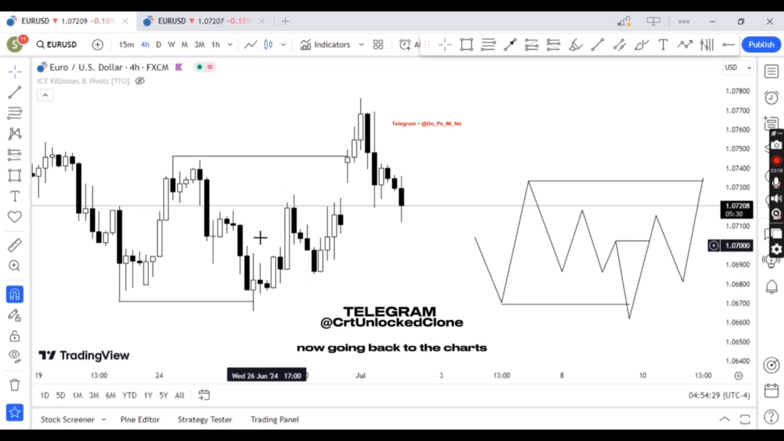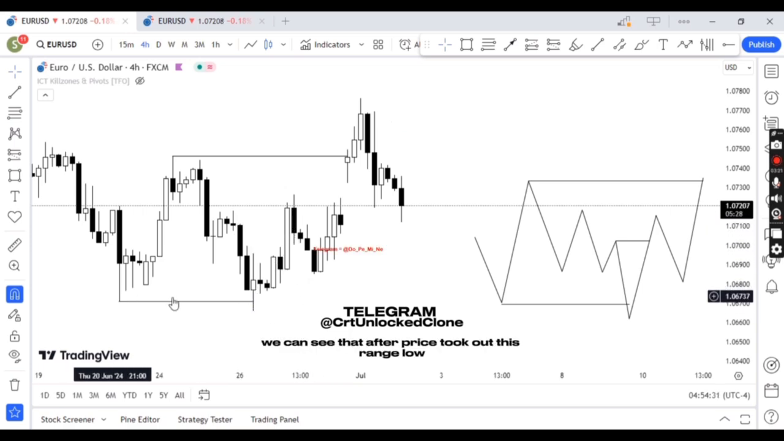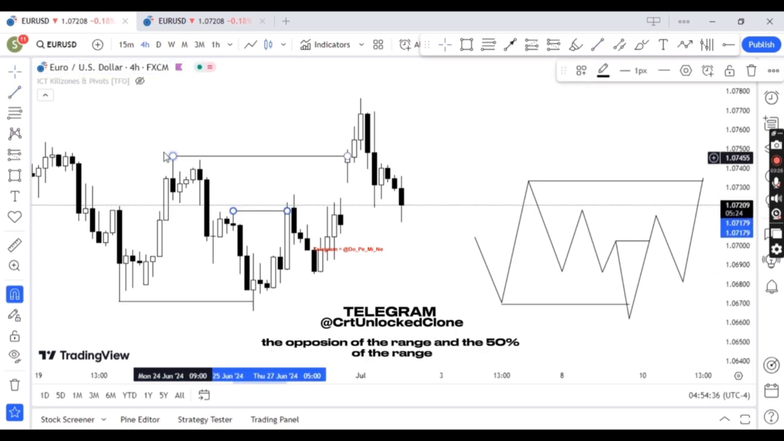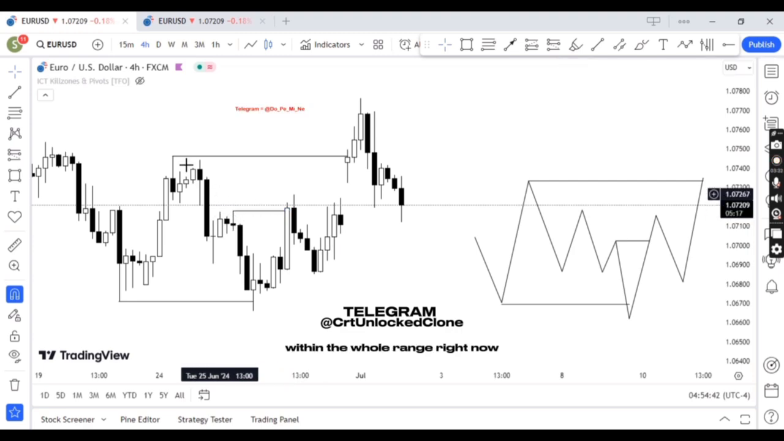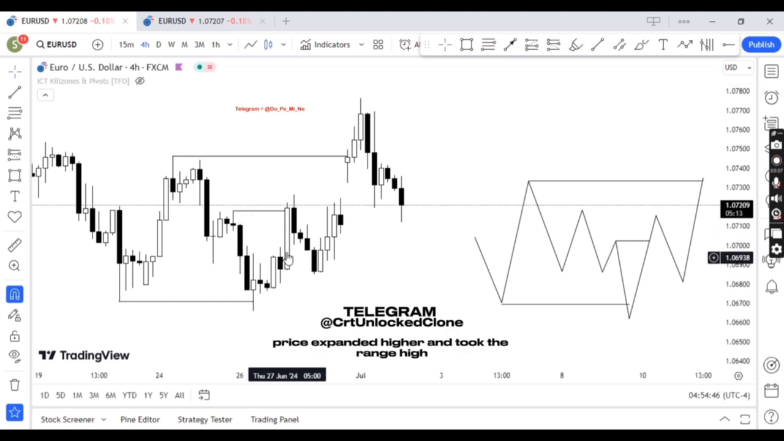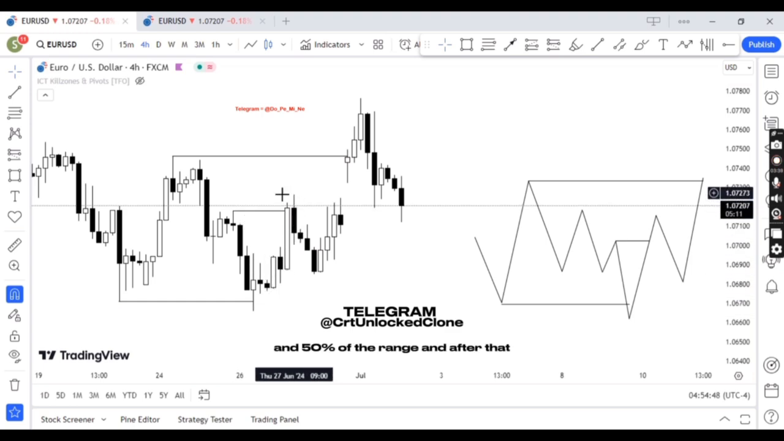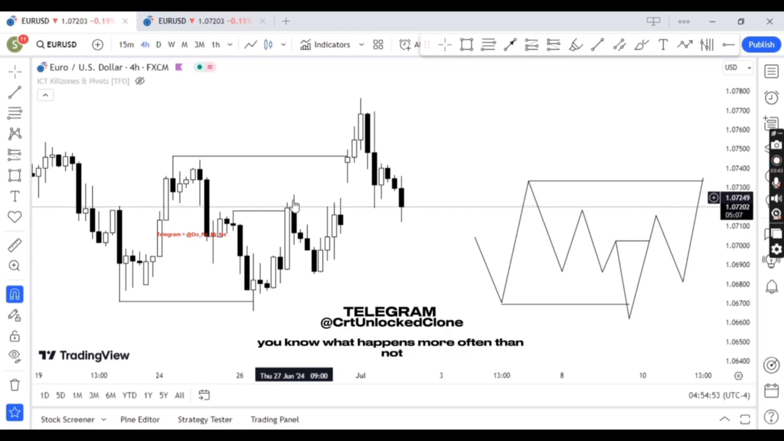Now going back to the charts, we can see that after price took out this range low, our drawn liquidity became what? It became the opposite end of the range and the 50% of the range, which is this inside high right here within the whole range, right? Now price expanded higher and took the inside range high, and after that you know what happens more often than not.